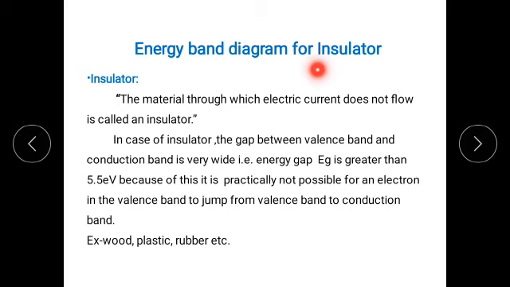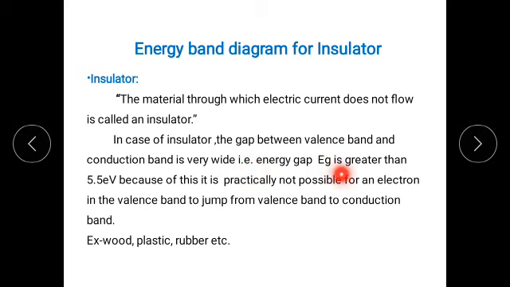Then what is an insulator? The material through which electric current does not flow is called an insulator. Examples of insulators are wood, plastic and rubber. In the case of an insulator, the gap between valence band and conduction band is very wide. That is, there is a very large gap between the valence band and conduction band for an insulator.